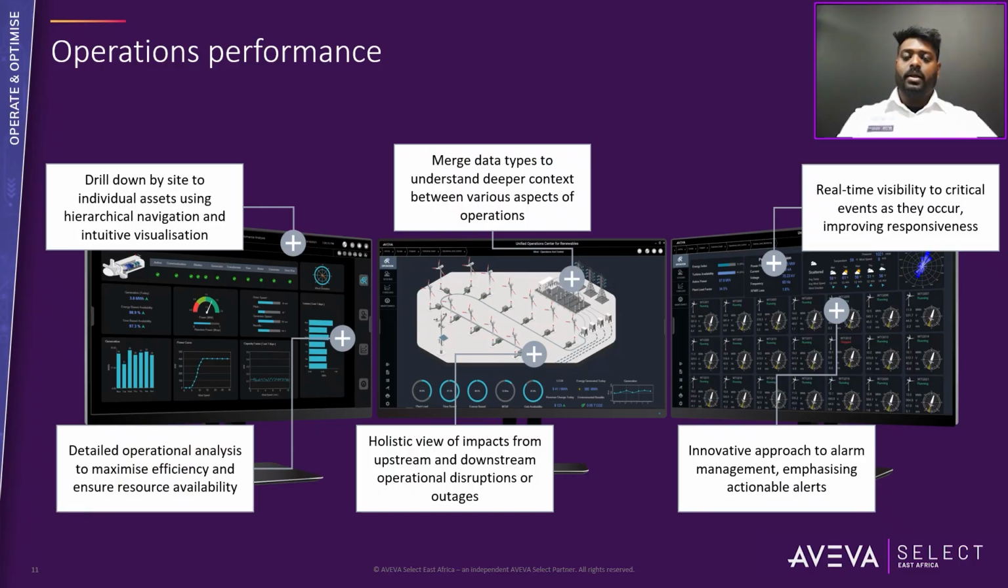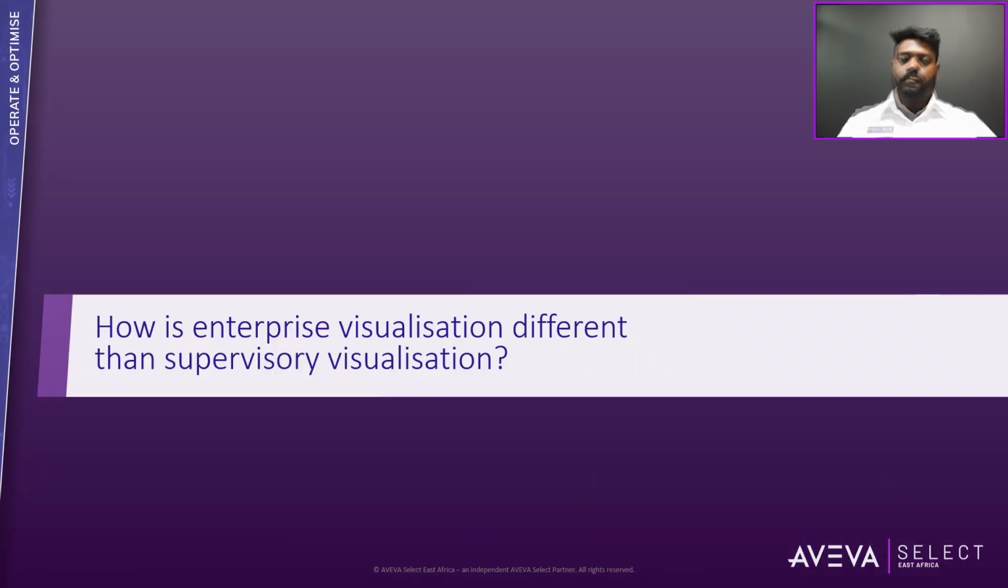And detailed operational analysis to maximize efficiency and ensure resource availability. The concepts and data behind supervisory visualization and enterprise visualization can be quite similar. Asset models, KPIs, graphics, and screen layouts used in supervisory applications benefit users with added context. However, the key goal of supervisory visualization is the targeted control of a process, that is, activating equipment, shutting valves, or other actions that have real physical implications and must account for safety and process-specific intent.